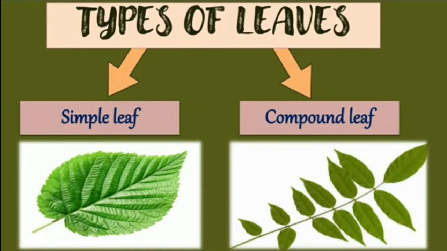However, the leaf blade of leaves in some plants is divided into many small parts called leaflets. Such leaves are called compound leaves. Okay, the plants which have small parts of the leaves called leaflets, such leaves are called compound leaves. Simple leaf and compound leaves are the two main types of leaves. Okay.